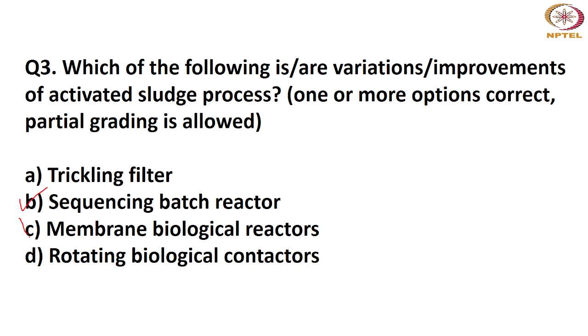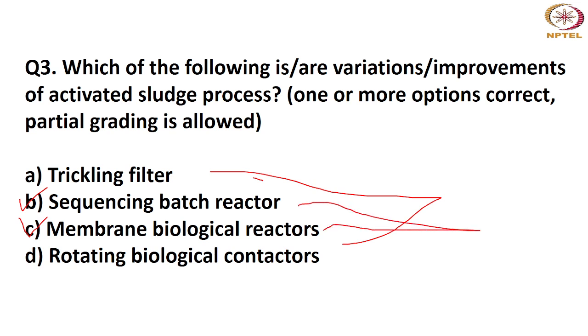Yes, B and C is the correct one because A and D, like the trickling filter and rotating biological contactors, are examples of attached growth systems. These are suspended growth systems, right? Or the improvements of the activated sludge process. Or you can say that the rotating biological contactor is a variation of the trickling filter.